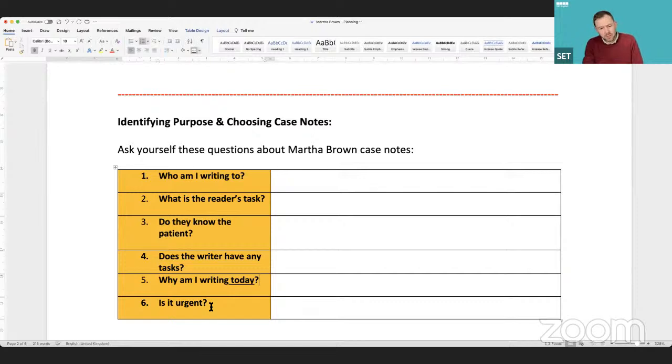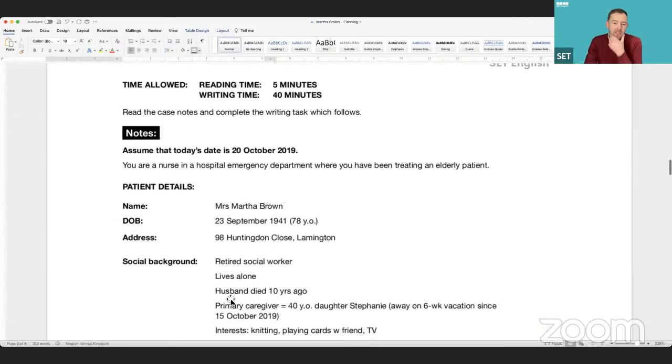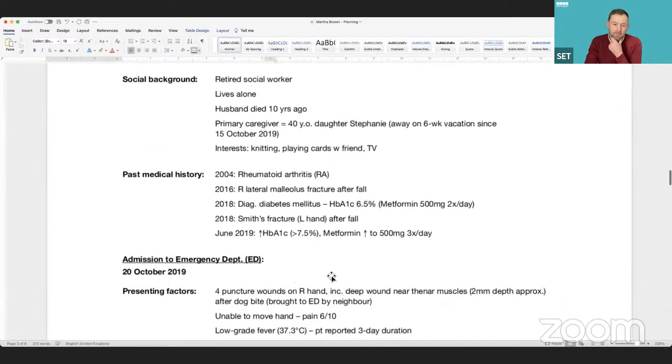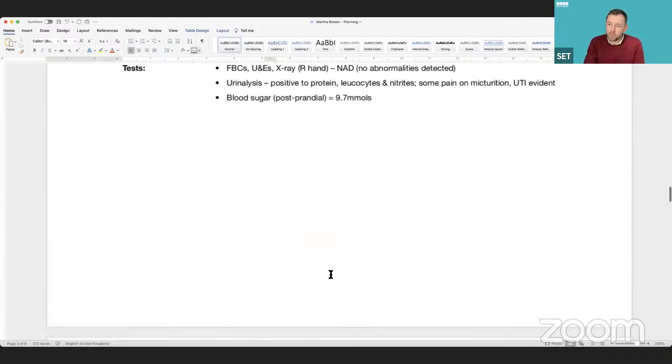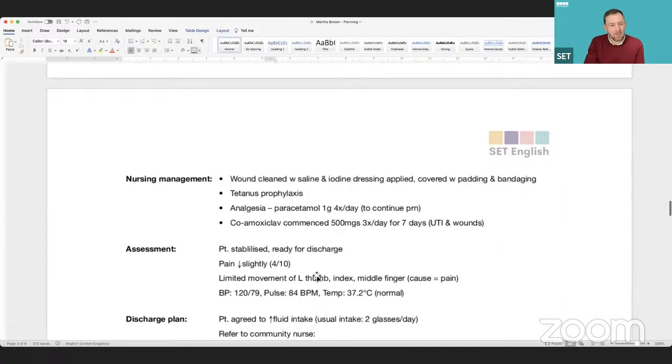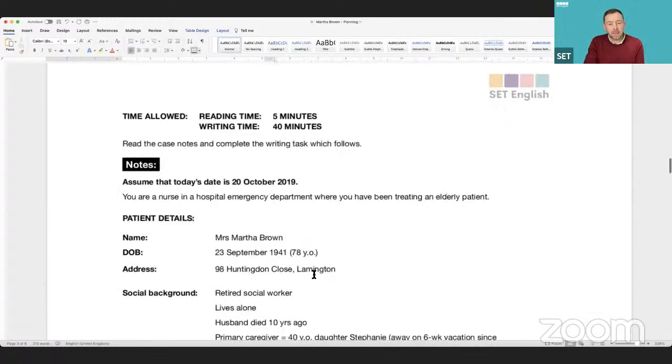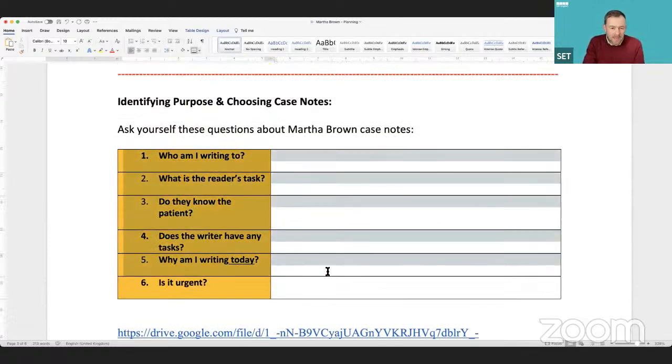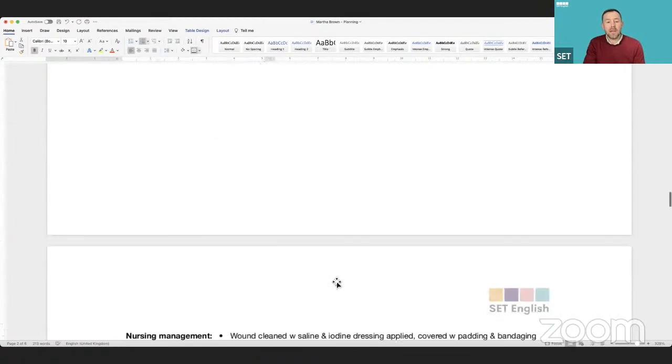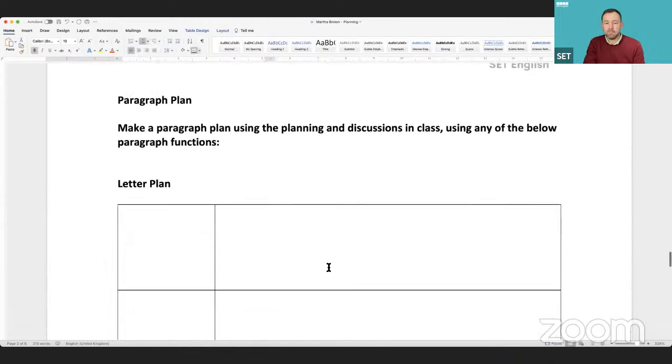And then, is it urgent? We always have to make sure that we include this in our introduction. So what I want to do is give you guys this set of case notes. I want you to go into groups, spend about 10 minutes having a look at it. And when we come back, I will be asking, what are the answers to these questions? And then we'll go down and we'll try and make a plan in this table.